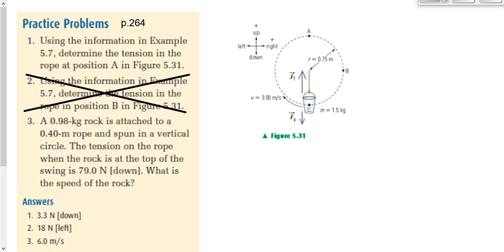264, questions 1 and 3. We'll do both of these, okay? Number 1 says, using the information in the example, which is this diagram right here, what's the tension of the rope at position A? So let's go to the top of the circle, position A. Gravity acts down, and normal force acts down.